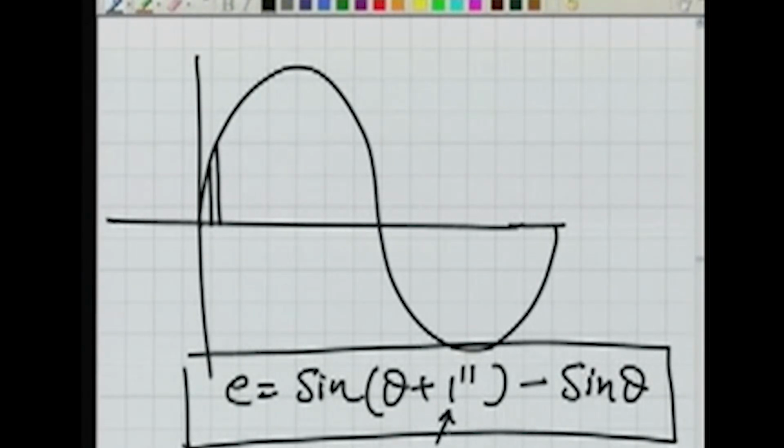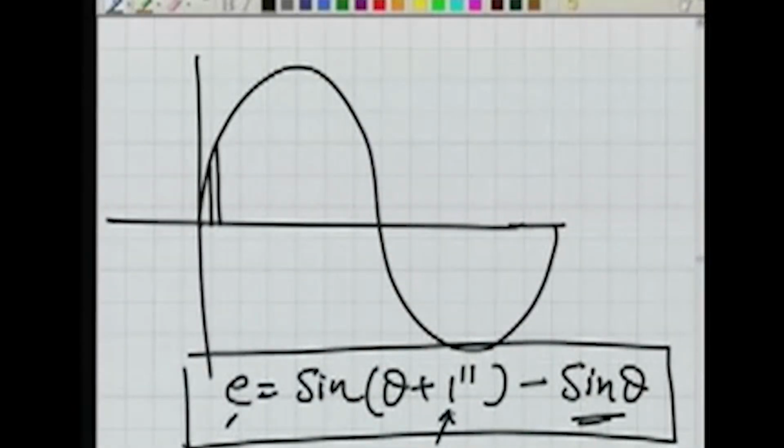That is the error. Had there been no error, we would have got 0 error here. The E value would have been 0. Sin theta minus sin theta will be 0. But if there is some error, what is the influence of that error on the actual value, which is sin theta? This is what I am trying to estimate here.